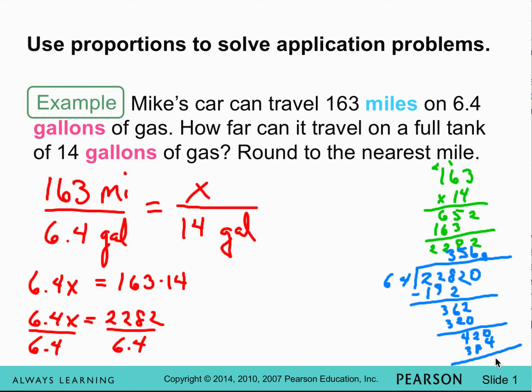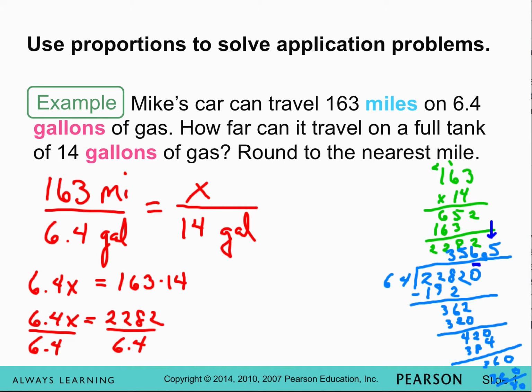Let's subtract and bring down. Let's see. Okay, again, I know that it goes into 36 6 times, but I know that's a little too much, so let's try 5. 5 times 4 is 20. Okay, I can stop here only because my problem says round to the nearest mile. So now I'm able to round. I'm looking at the nearest mile for rounding. That's 5 or larger, so that's going to go up.